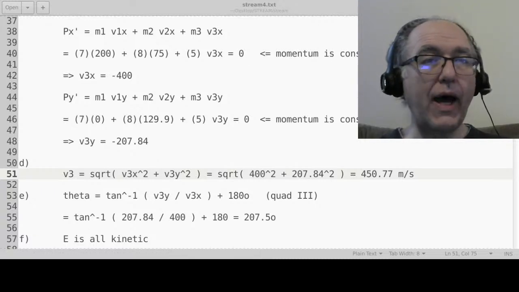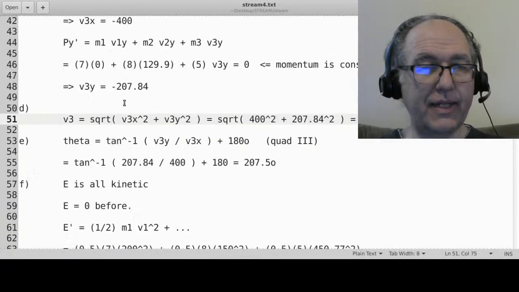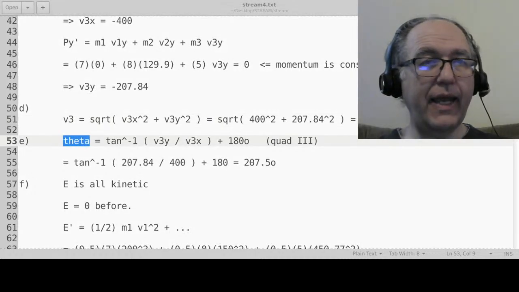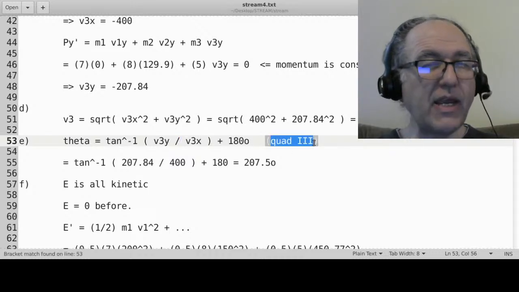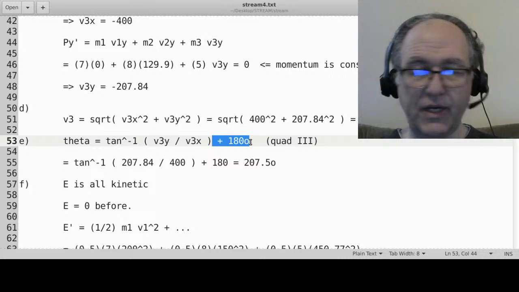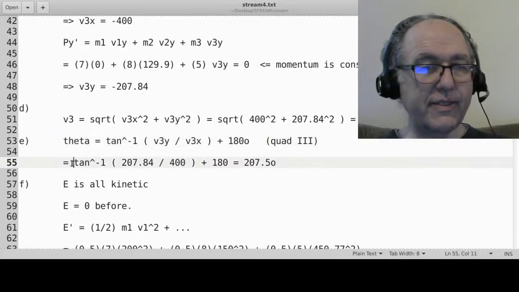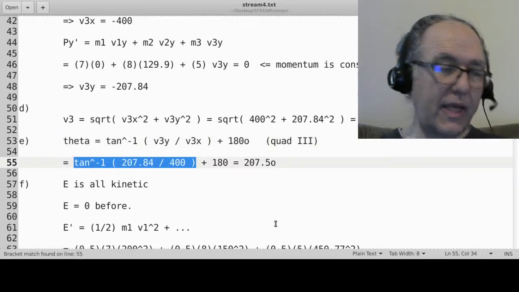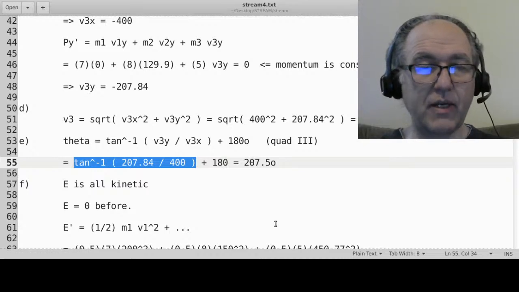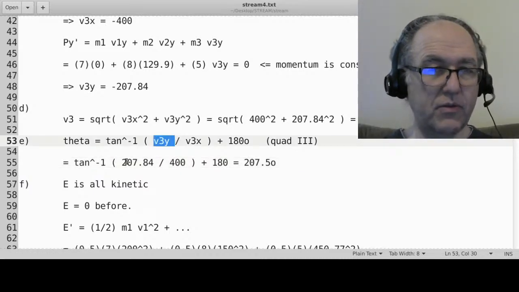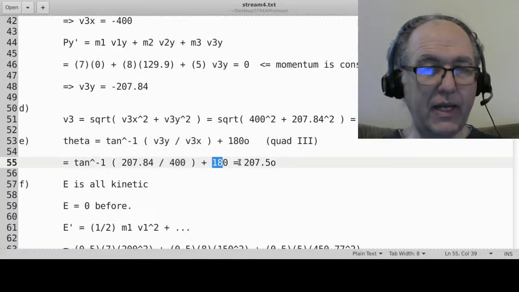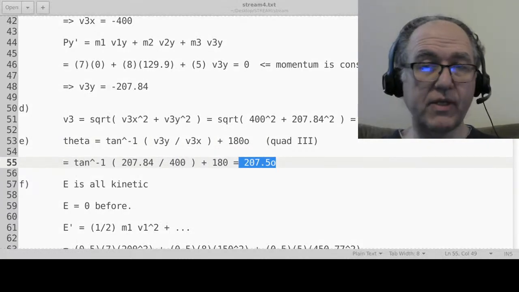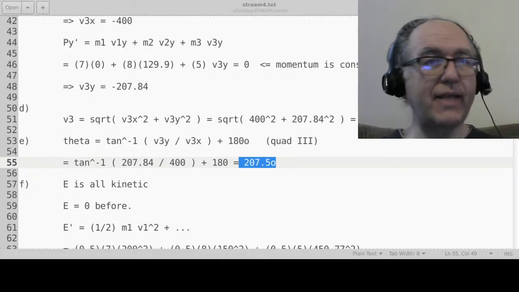All right, now the other one was the angle. So how do we calculate the angle? The angle is theta, and it's calculated as the inverse tangent of the y component divided by the x component. All right, but we're in quadrant 3, and in quadrant 3 you have to add 180 degrees. Okay, so if you work out the inverse tangent of 207, which is the y component here, and the x component is 400, like that. You work that out and add 180, you get 207.5 degrees. Okay, now that's the angle that's made with the plus x axis.